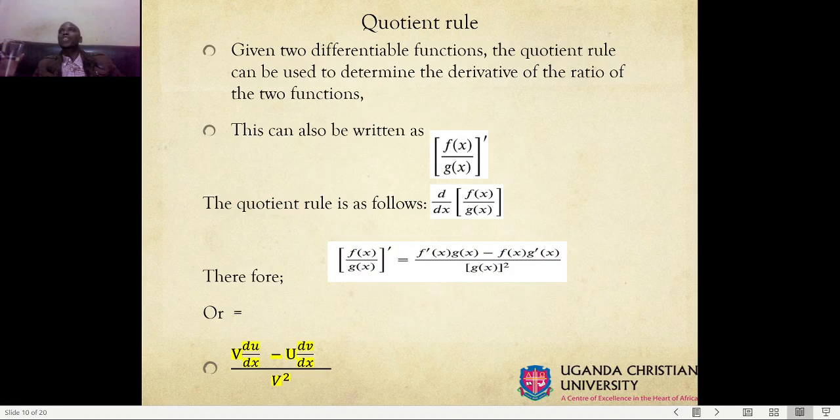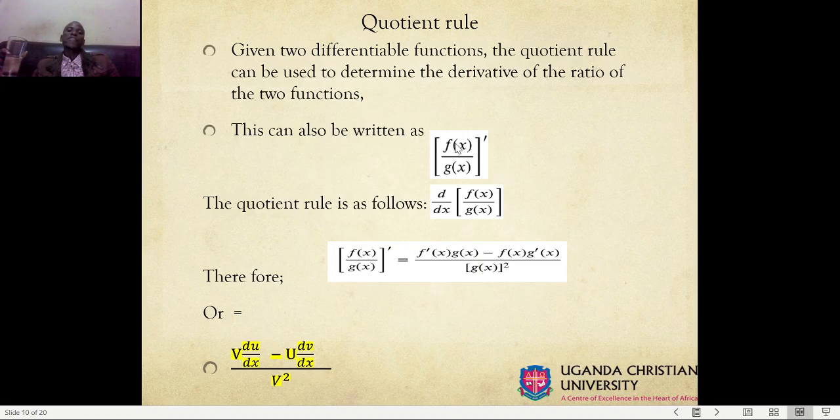Now let's move to our quotient rule, or the division rule. Given two differentiable functions, the quotient rule can be used to determine the derivative of the ratio of the two functions. So if you have two differentiable functions dividing each other, then we can use the quotient rule to get the derivative of those functions.